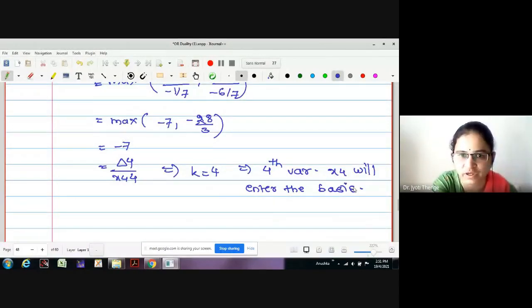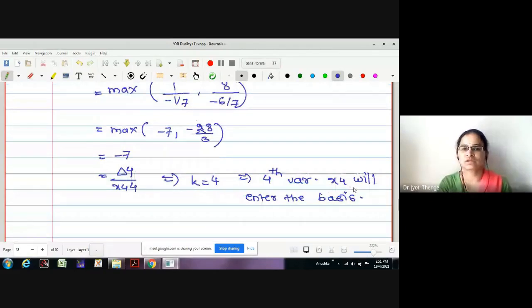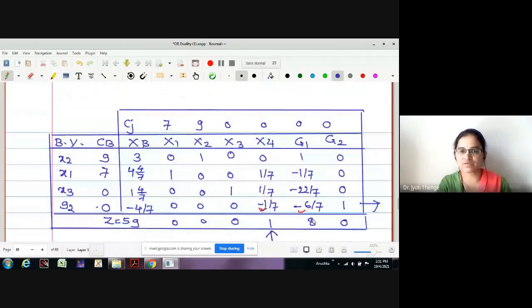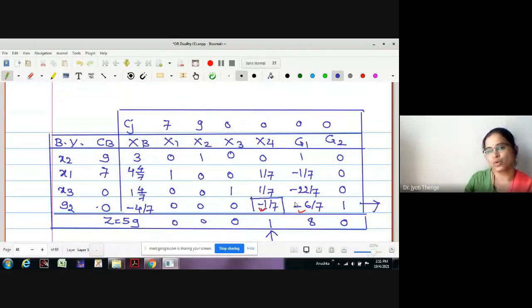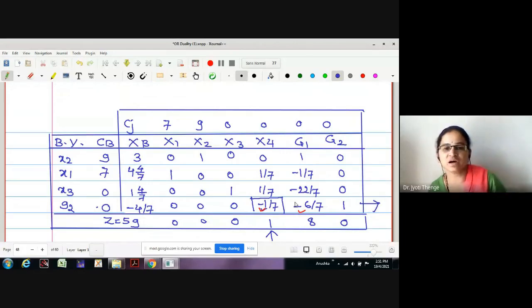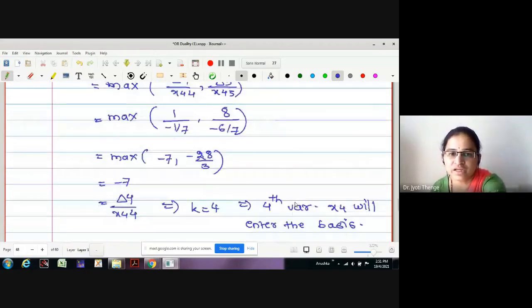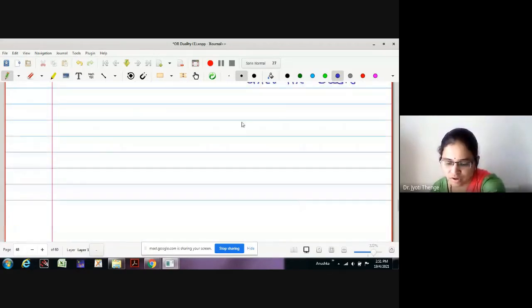Check what the pivot is then. This variable is entering the basis. This is leaving the basis. Therefore, this one will be the pivot. Correct? Minus 1 upon 7 will be the corresponding pivot element. Now, we have to convert this pivot to unity, remaining entries to 0. Now, again, I am going to write all the entries directly.